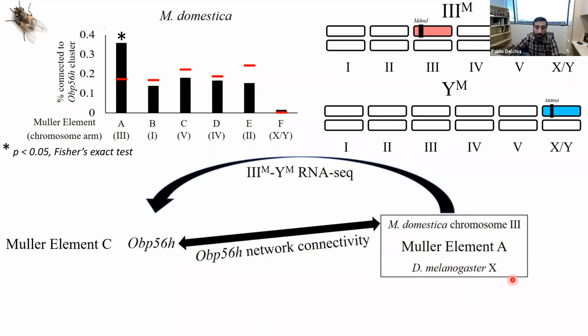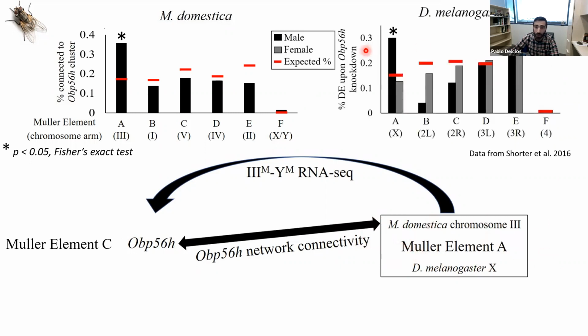And we can actually examine this by looking back at fruit flies. So in that same OBP56H expression study in fruit fly, the authors also collected RNA-seq data on male head tissue, just like we did with housefly. And so if OBP56H genes in turn regulate molar element A genes, then we would expect that OBP56H suppression in fruit fly results in the disproportionate differential expression of molar element A genes. And that's exactly what we found.